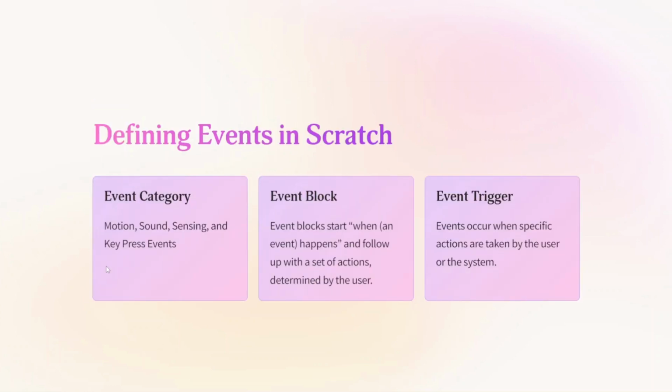Categories are motion, sound, sensing, and key press events. We will see an example of each of these. And event blocks, like when something happens, that is an event, and we can follow a set of actions that the user can define. A trigger is when events occur, when specific actions are taken by the user or by the system. Now let us go back to Scratch.